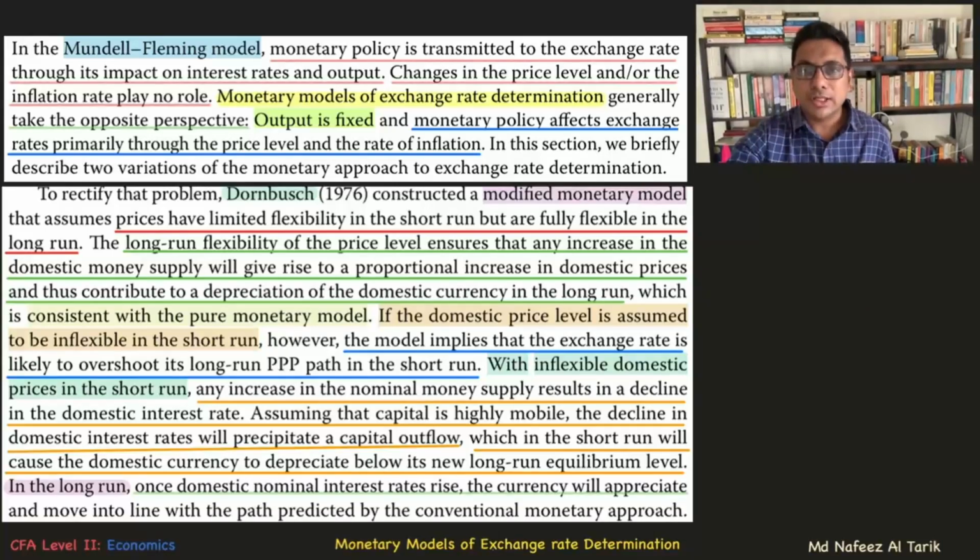So in the short run, it will cause the domestic currency to depreciate below its new long run equilibrium level. In the long run, once the domestic nominal interest rate rises, the currency will appreciate and move in line with what is predicted by the conventional monetary approach. So that is the modified version of the monetary model provided by Dornbusch.